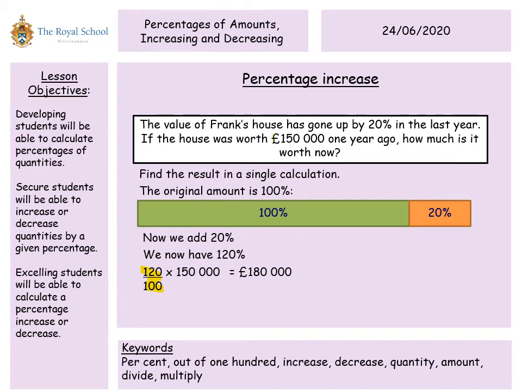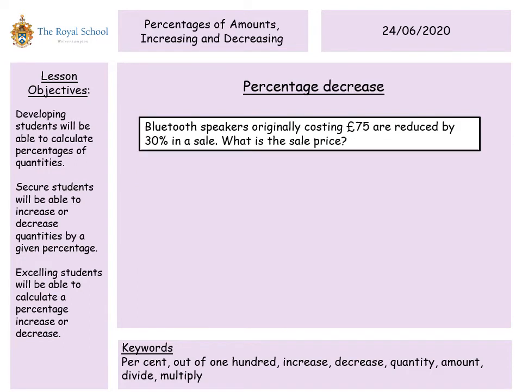Is our original price smaller than our answer? Yes, so we have to perform an increase here, we know we're on the right lines. We can do the same then with a decrease. So here we've got a Bluetooth speaker which originally cost £75, is going to be reduced by 30% in a sale. So what's the sale price?